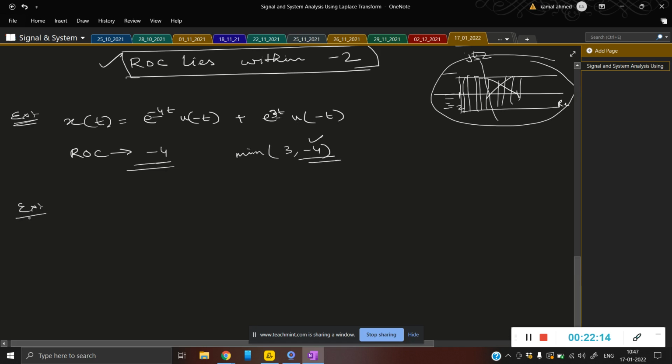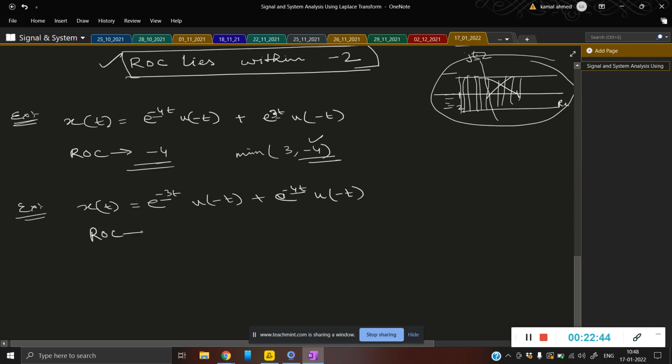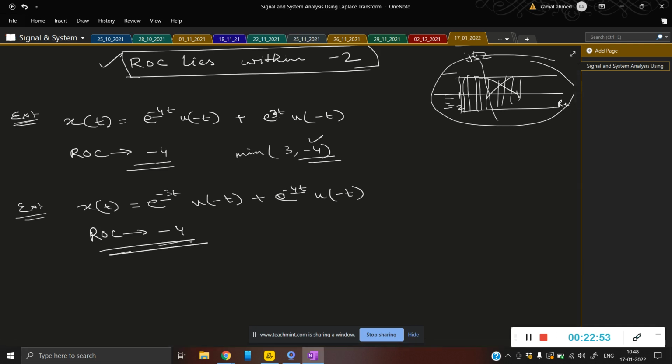Now another example, x of t equal to e to the power -3t u of minus t plus e to the power -4t u of minus t. So in this case, -3 and -4, in between -3 and -4, which one is the minimum one? -4. Good. That is -4. So ROC is -4.